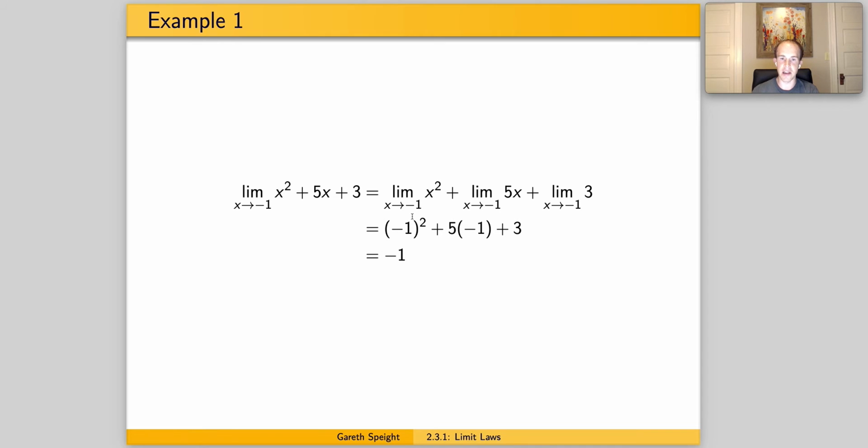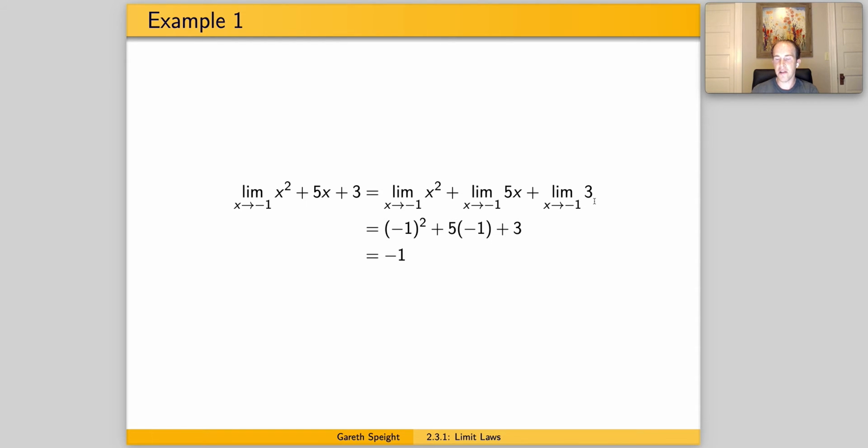But here we are looking at the limit as x tends to minus 1, so that's going to be minus 1 squared, which becomes plus 1. And then secondly, we interchange the limit and the constant, so we bring out the 5. The limit of 5x is 5 times the limit of x. That's going to be 5 times minus 1.